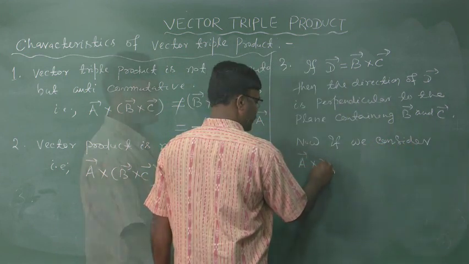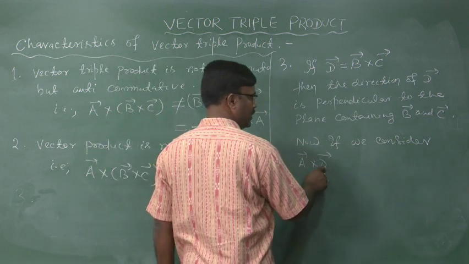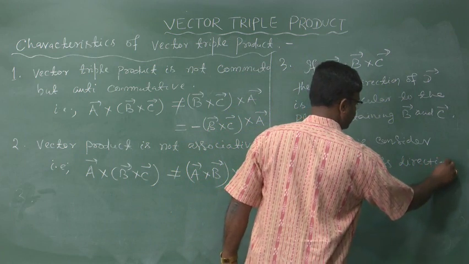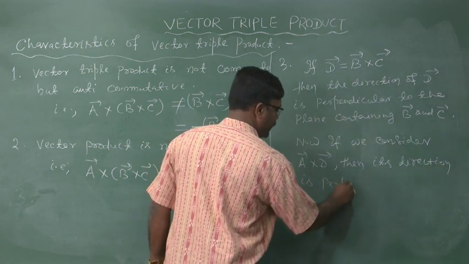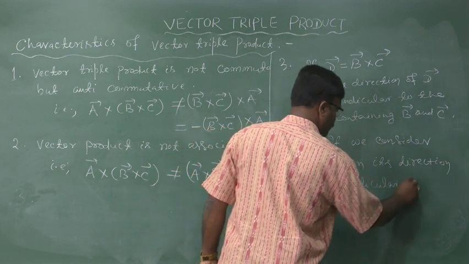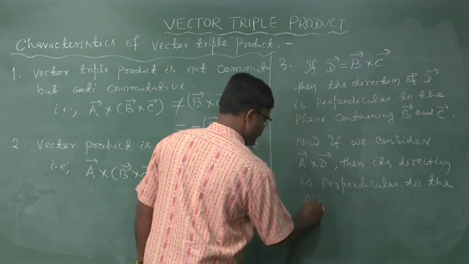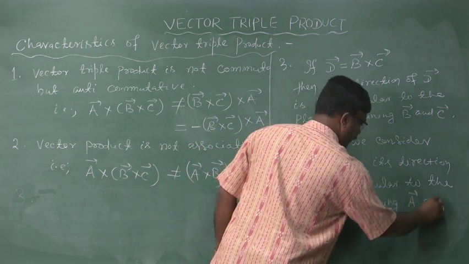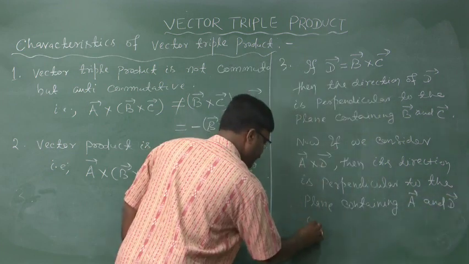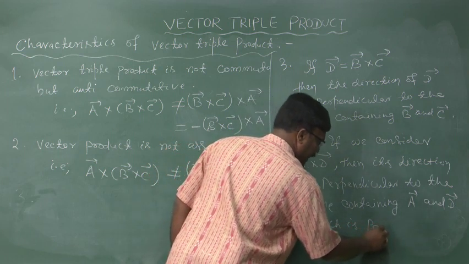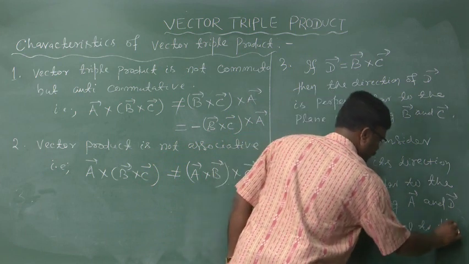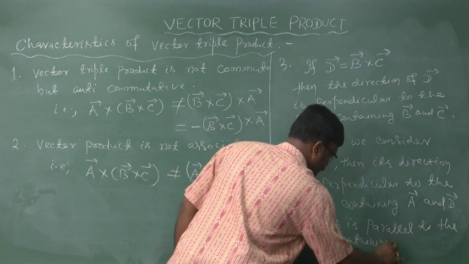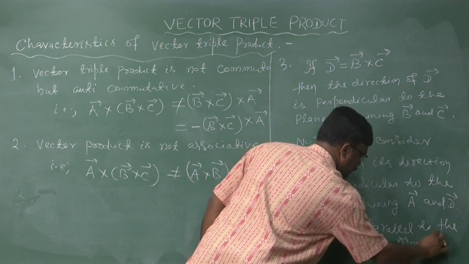A vector cross D vector, then its direction is perpendicular to the plane containing A vector and D vector, which is parallel to the plane containing B vector and C vector.